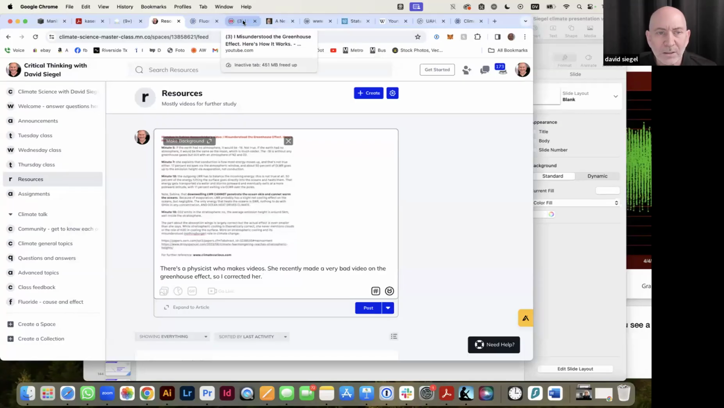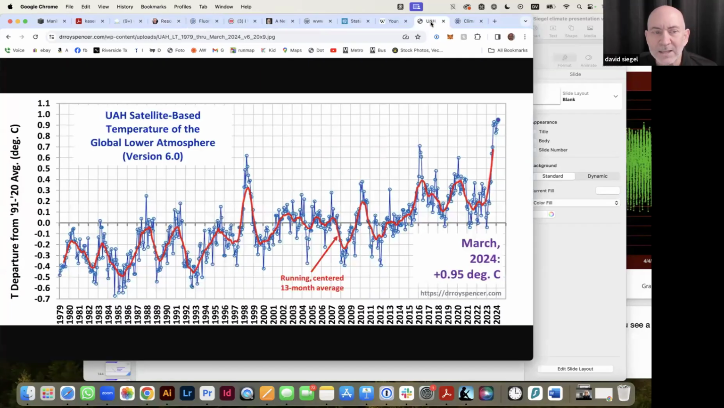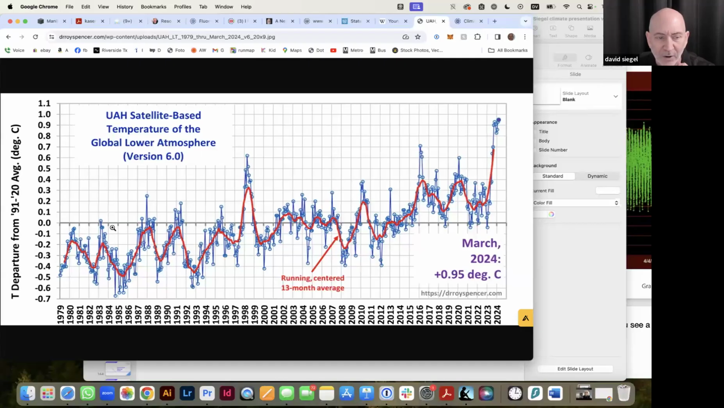Okay, and now to go quickly to the last, here we go. The satellite era is 40 years long now, since 1979. And this is the latest, March. What we see over the last 40 years is that we had the big El Nino in 1998, so no surprise there. You can kind of wash that out of the average. And we had a big one in 2016-17. So this was El Nino driven.